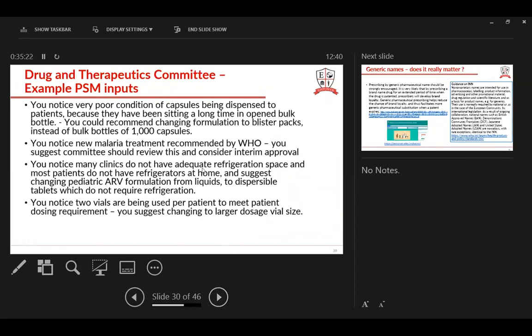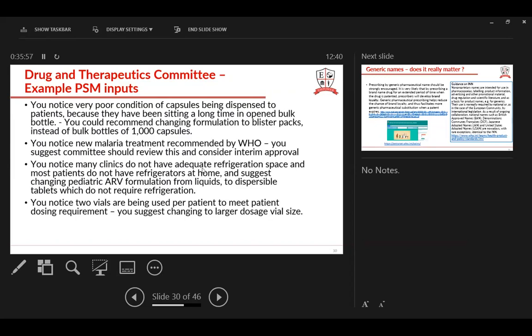We talk about drugs and therapeutic committee, an example of PSM import. I'm now a medical practitioner. I fall on a PSM, right? That's the supply chain component. You notice very poor condition of capsule being dispensed to patient because they have been sitting a long time in an open bulk bottle. You could recommend changes, formulating blister packs instead of what? Bulk bottles of tablets and capsules. They stay there in heat, they're not even being stored in the right place. So PSM, this is where we come in.